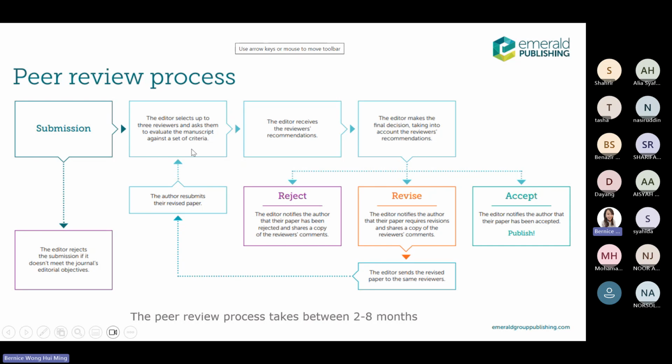The editor will select up to 3 reviewers and ask them to evaluate the manuscript against a set of criteria. So the editor will receive the reviewer recommendations whether this paper should be accepted, rejected, or do some revisions. But of course, the final decision will be in the editor's hands. The editor makes the final decision taking into account the reviewer recommendations. So there will be 3 results.